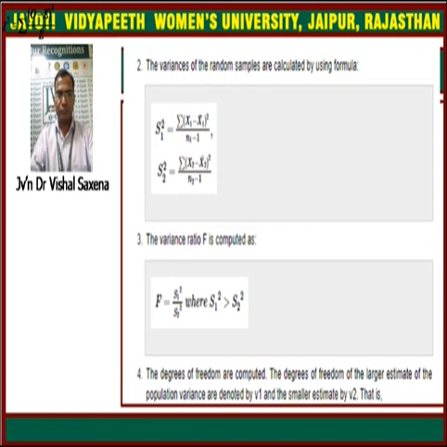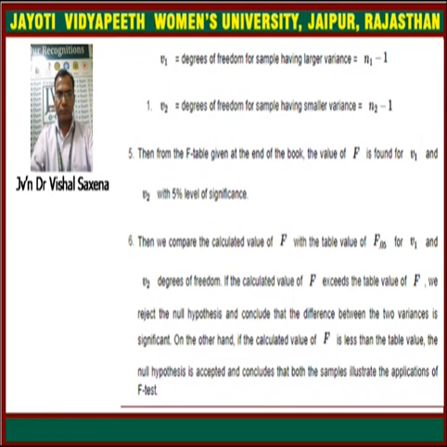Point number 4, the degrees of freedom are computed. The degrees of freedom of the larger estimate of the population variance are denoted by V1 and of the smaller estimate by V2, that is, V1 is equal to the degrees of freedom for the sample having the larger variance, equal to n1 minus 1. V2 is equal to the degrees of freedom for the sample having the smaller variance, equal to n2 minus 1.